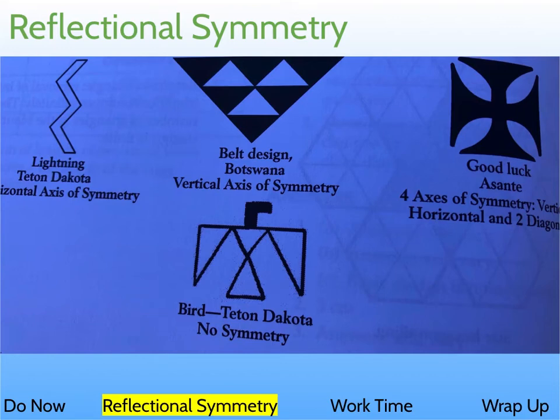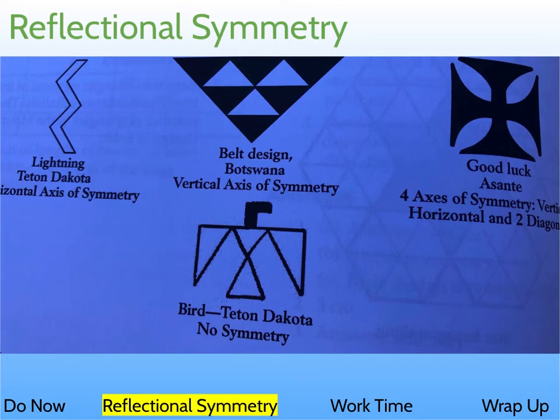So this lesson, we're going to look at reflectional symmetry. And that's basically when you can draw a line and reflect the figure over that line and get the exact same figure. So for example, this lightning symbol from Teton, Dakota has a horizontal axis of symmetry right here. So if you were to draw a line right here and reflect the shape over the line, this little V part would reflect right onto this V part, and this original one here would reflect up to this one, and you get the exact same thing.